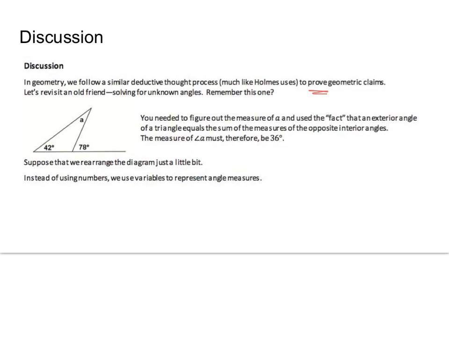You needed to figure out the measure of A and used the fact that an exterior angle of a triangle equals the sum of the measures of the opposite interior angles. Therefore, A must be 36. So we had 78 equals 42 plus A. Subtract 42 from both sides. A equals 36. Suppose we rearrange the diagram just a bit.